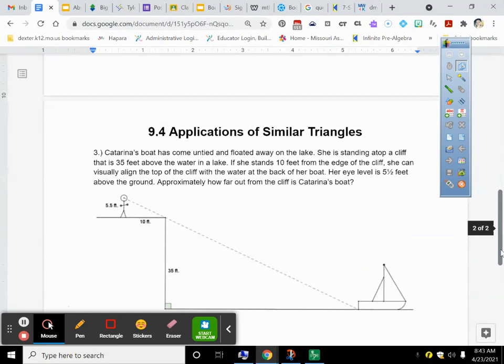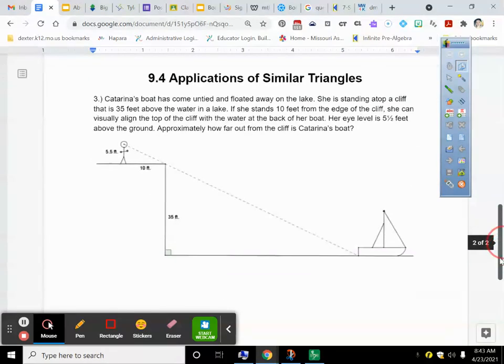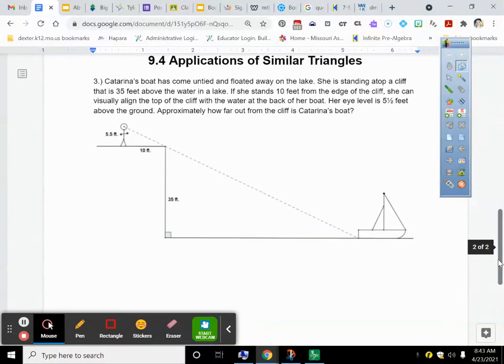Number 3. Katerina's boat has come untied and floated away on the lake. She is standing atop a cliff that is 35 feet above the water in a lake. If she stands 10 feet from the edge of the cliff, she can visually align the top of the cliff with the water at the back of her boat. Her eye level is 5.5 feet above the ground. Approximately how far out from the cliff is Katerina's boat?